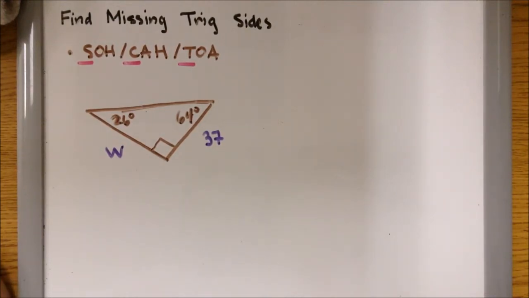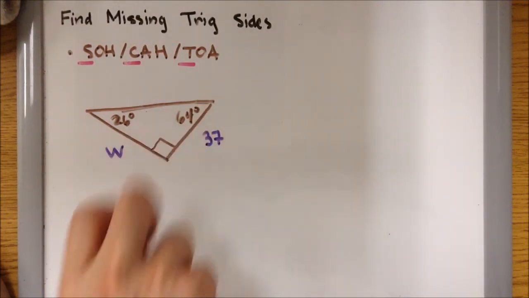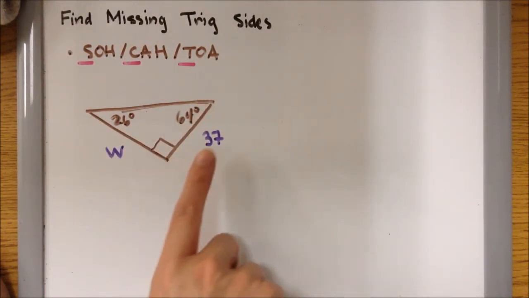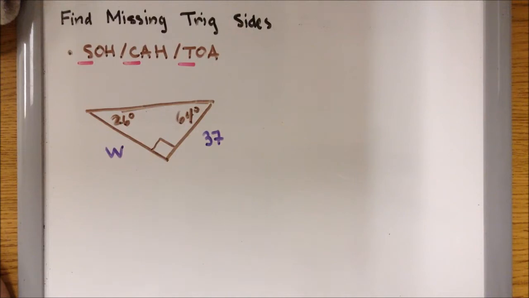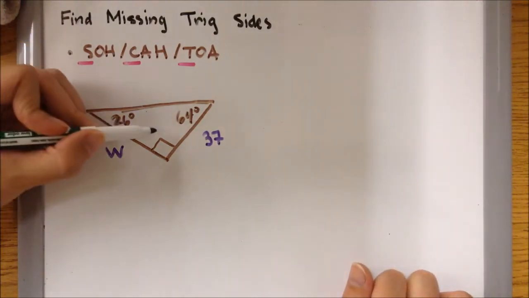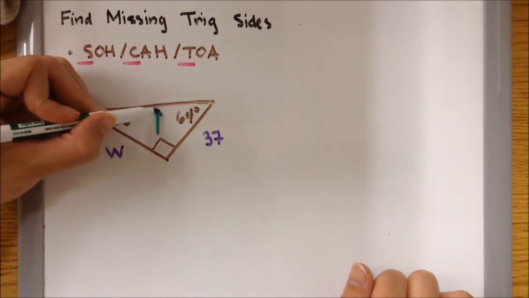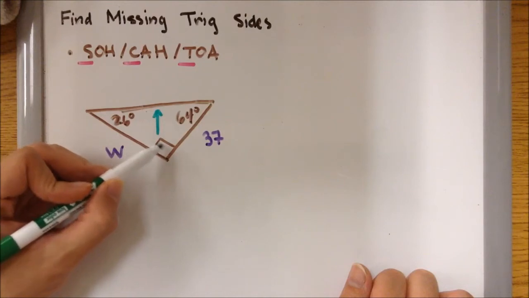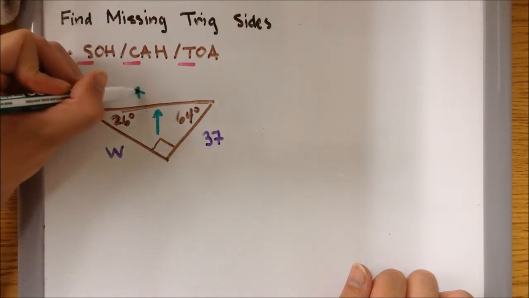In this example, we have a triangle with two given angles, one unknown side and one given side. So with this, our first job is to identify the hypotenuse. Here, the side across, opposite of the right angle, will be the hypotenuse.